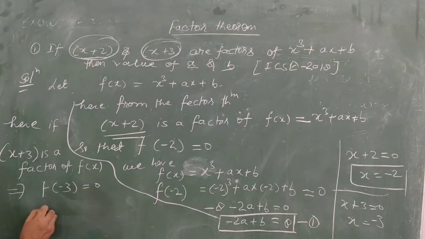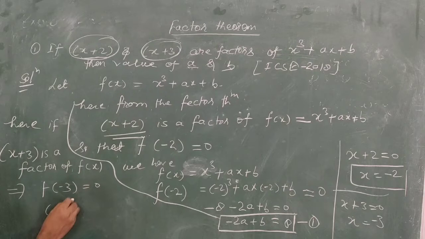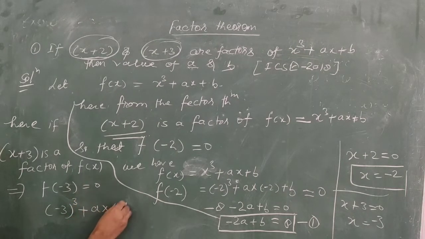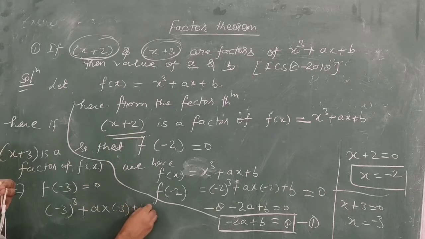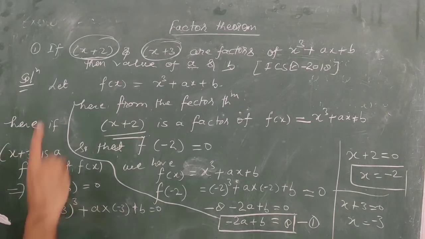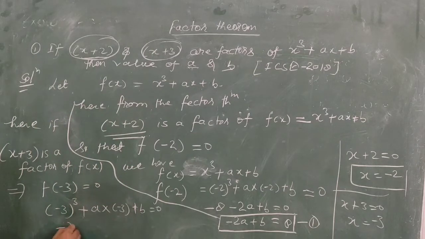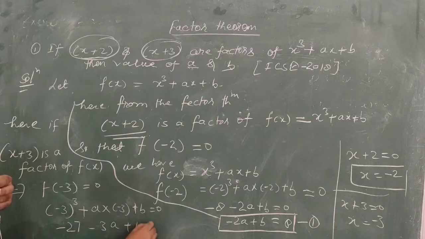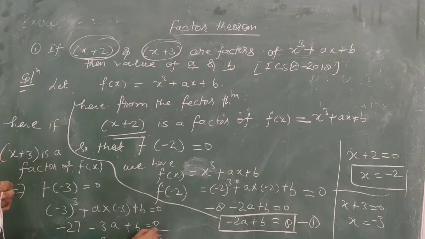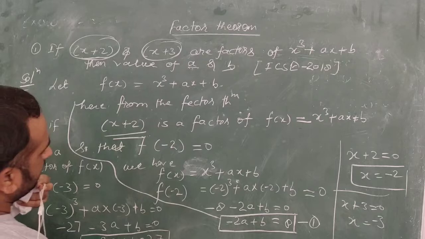So f of minus 3 is minus 3 to the power 3 plus a into minus 3 plus b is equal to 0. Minus 3 to the power 3 is what? 3 threes are 9, 3 nines are 27. So it is minus 27 minus 3a plus b is equal to 0. So finally we are getting the next equation: minus 3a plus b is equal to 27. This is called equation number second.